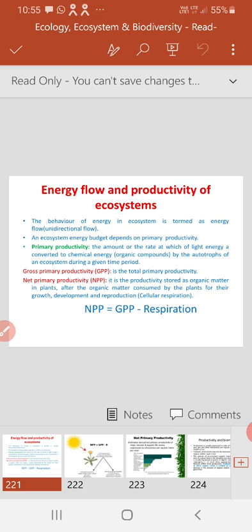It is a well-known fact that in ecosystem ecology we mainly focus on the study of energy flow and nutrient recycling. So there is a difference between these two. In terms of energy, an ecosystem is an open system, and in terms of nutrients, it is actually a closed system.